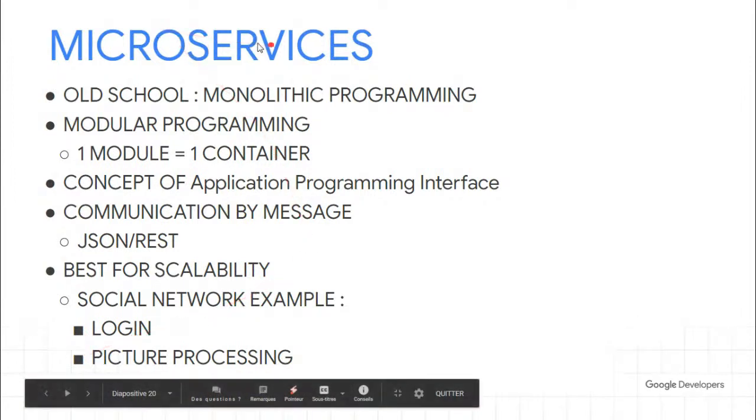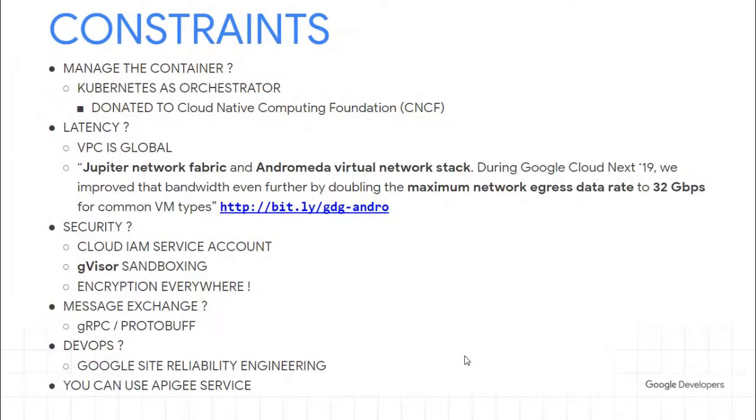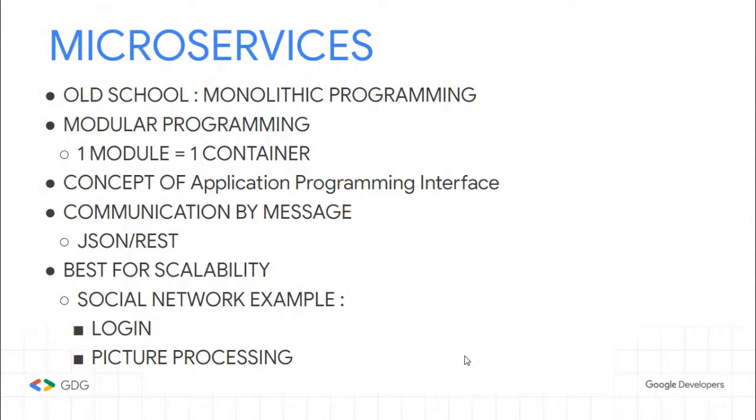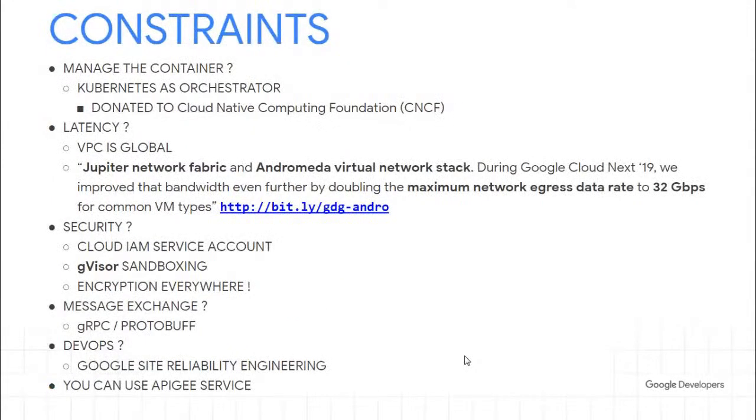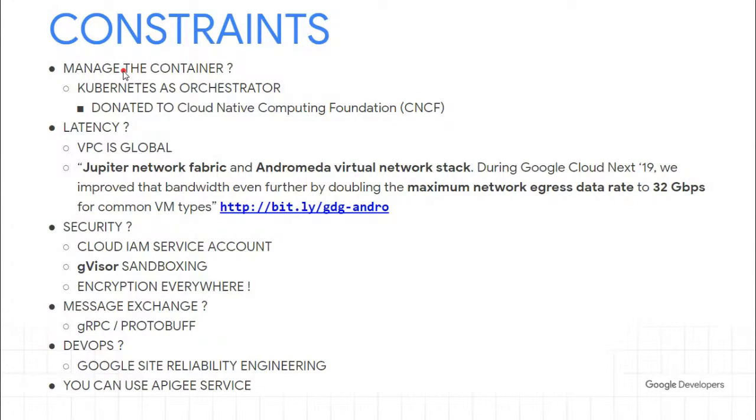And that's why microservices emerged in Cloud 2.0. And then we have some constraints, because we cannot switch from an old world to a new world without having problems. So what do we have? We have the question of how we are going to handle those containers. Easy, Google made Kubernetes. Kubernetes is an orchestrator, which means that if one of the containers fails, it will know that, so it will spawn another container.